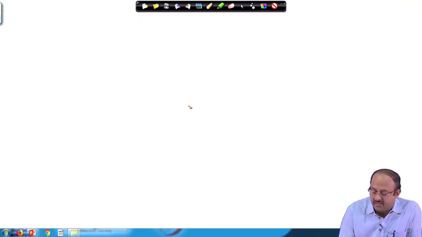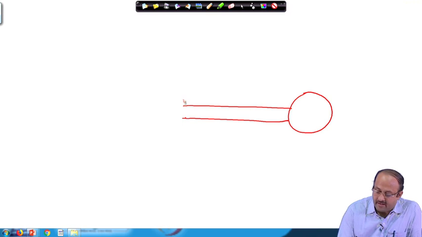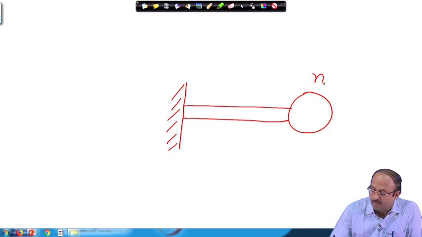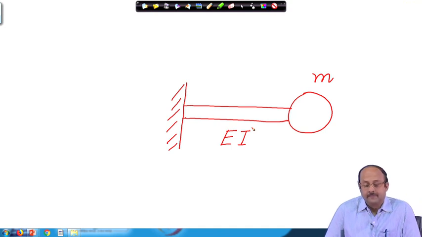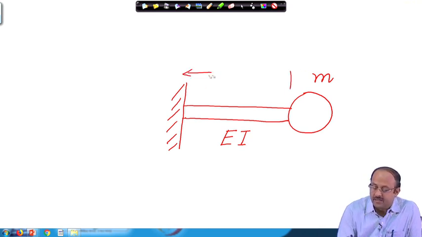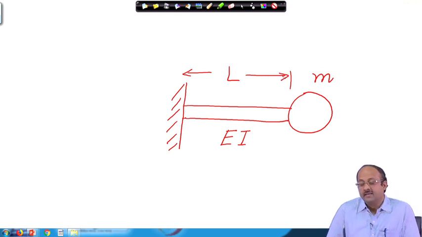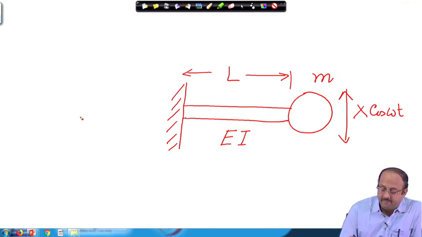Now, consider a cantilever beam which is massless. It has the Young's modulus E and the second moment of area I. Maybe we consider the length of this beam as L. Now, suppose it is vibrating with a certain amplitude. As it vibrates, this beam gets deformed.